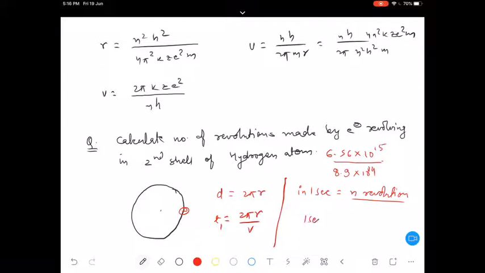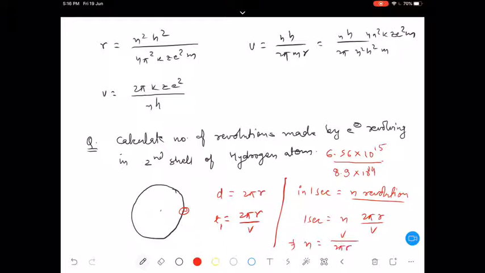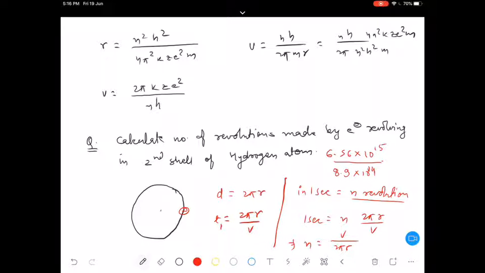So 1 second will be n into t1, that I can write as 2 pi r by v. This implies n value will be coming out to be v by 2 pi r. Everything will get cancelled out, correct? So basically it is coming out to be v upon 2 pi r. Expression for velocity we know, expression for radius we know. You just have to put the values and you'll get the answer for this n number.